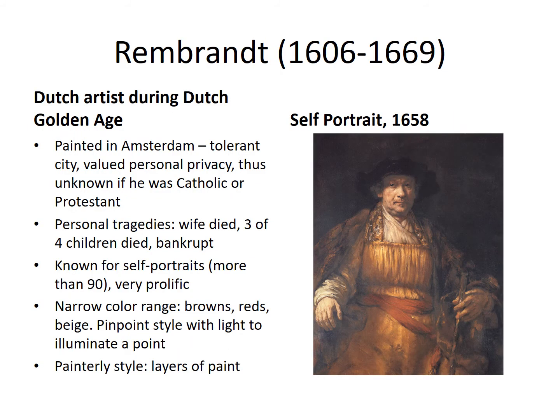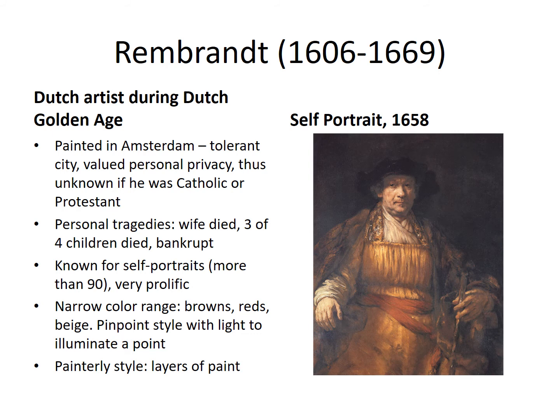Rembrandt was another part of this Baroque movement. The Dutch artist during the Dutch Golden Age, probably the most famous of all Dutch artists from this period, is Rembrandt. He painted in Amsterdam, which was a city that was known to be religiously tolerant. He himself valued his personal privacy, thus it was really unknown what his belief system was, whether he was Catholic or Protestant. He had some personal tragedies in his life.